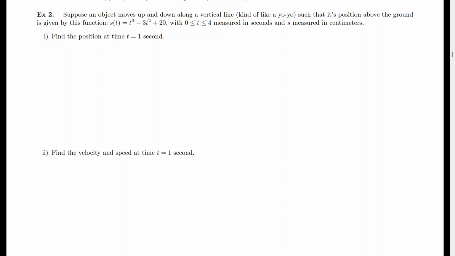So in part 1 of this problem, it says find the position at t equal to 1 second. So remember, s of t is the position function, and we want to know the position of the object after 1 second, or at t equal to 1 second.